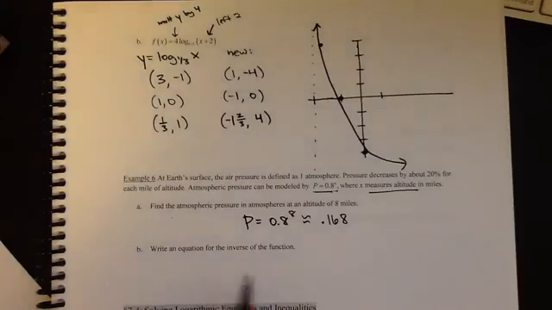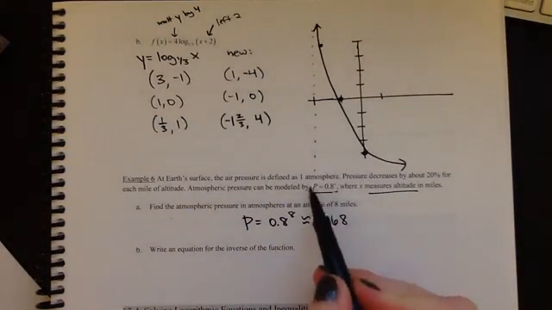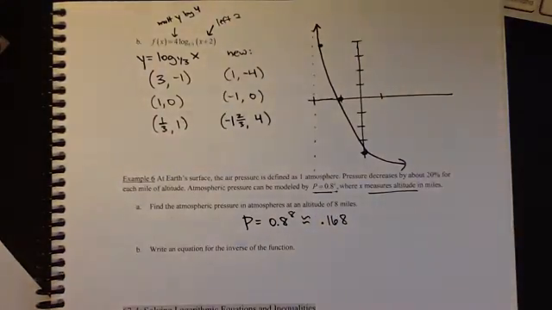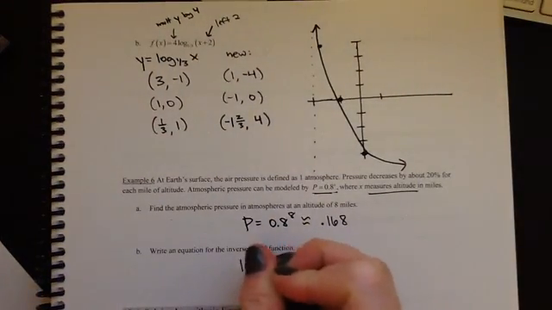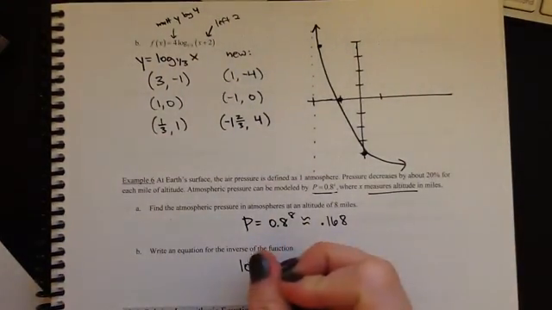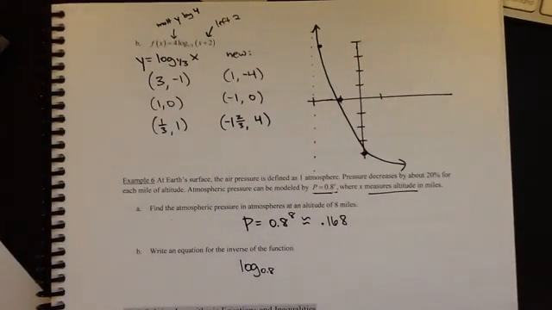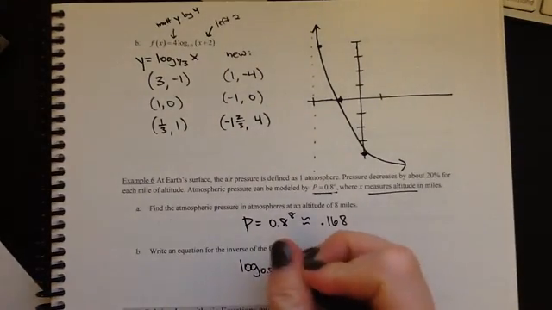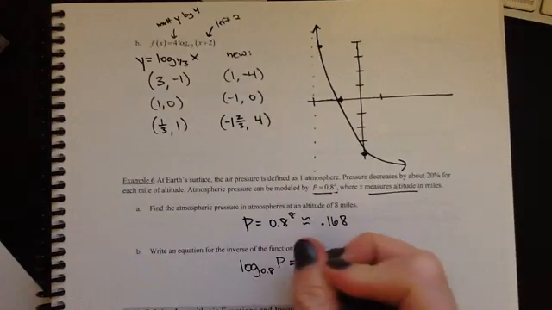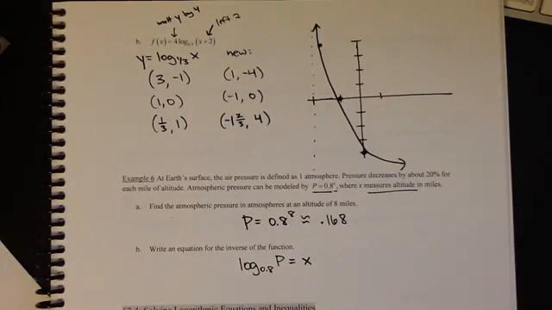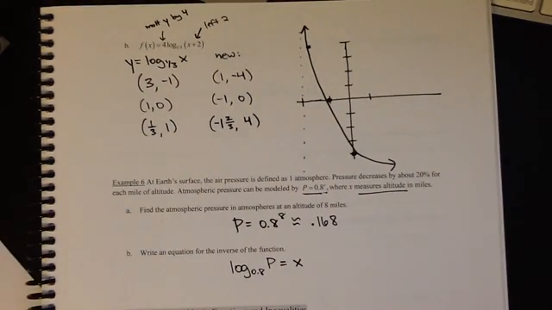Next it says write an equation for the inverse of the function. Okay, so all we're going to do is take this and convert it into log form. So we take log, and then the base is 0.8, and then we trade. So now p gets tucked in right here, and then x would be on the other side. So that is what our inverse function looks like. That's just kind of like a little extra practice in converting back and forth between exponential form and logarithmic form.